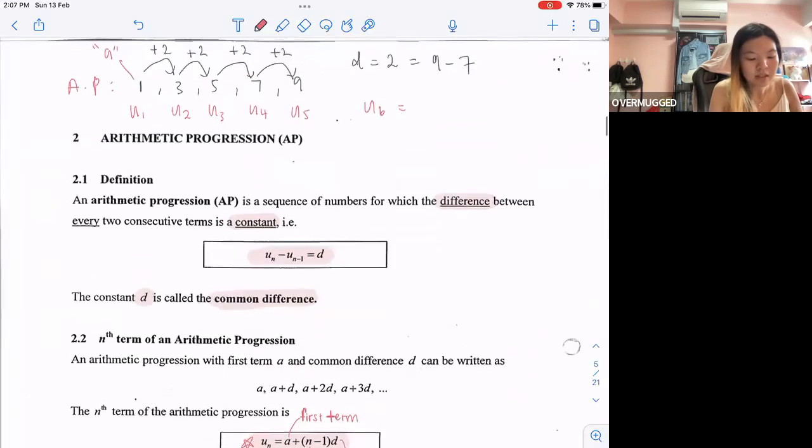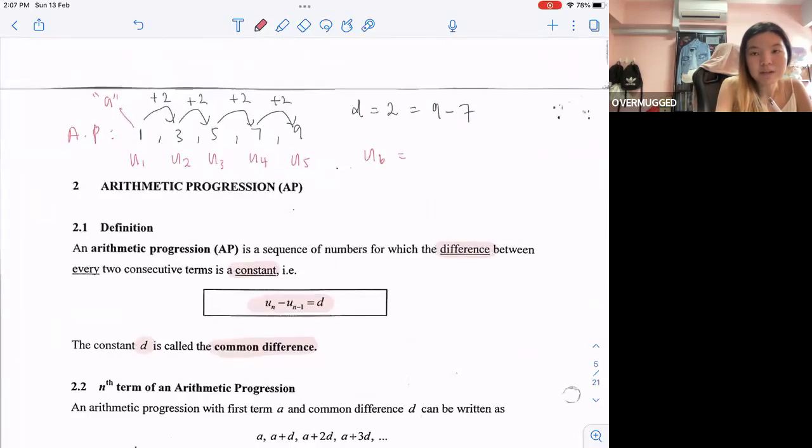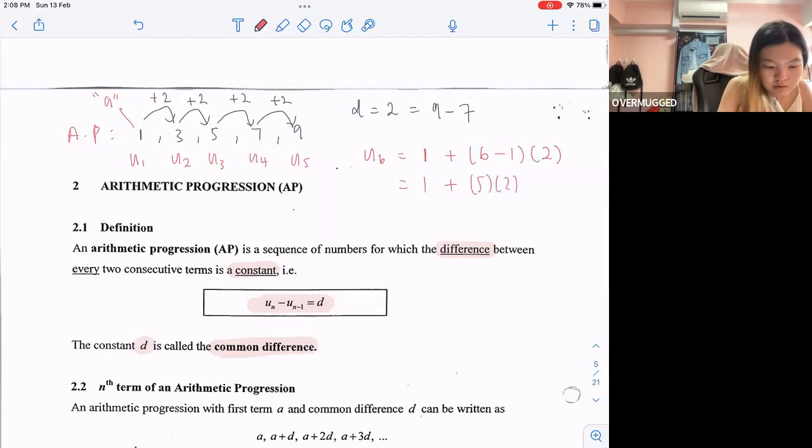I'll plug in. My A, my first term, is 1. So I'm going to put 1 here. Plus, and then I have my N. In this case, my N is 6, so that's what I'm going to put in. 6 minus 1 times D, which is 2, your common difference. 1 plus 5 times 2, 1 plus 10, which is 11.